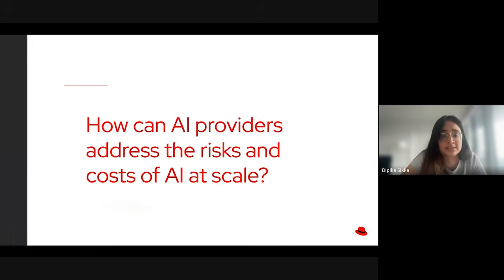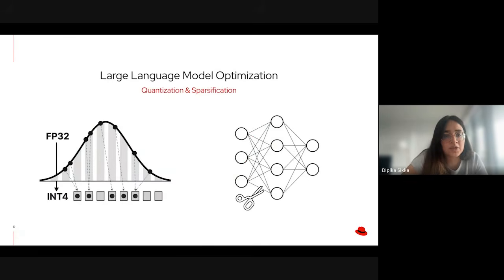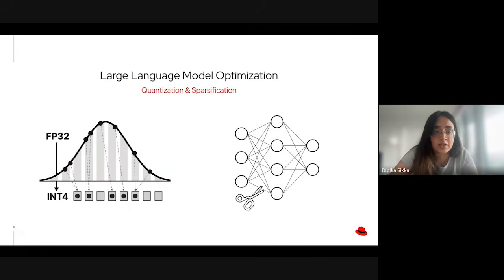Next slide. And so how can AI providers address the risks that we just outlined and the costs of AI at this scale? And that's where model optimization, specifically quantization and sparsification, comes in.